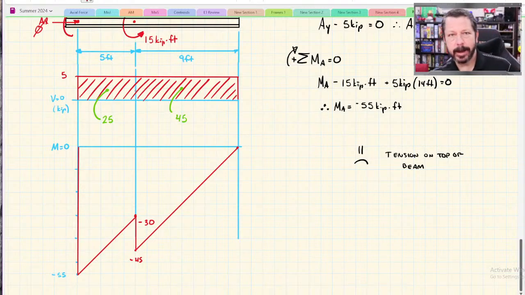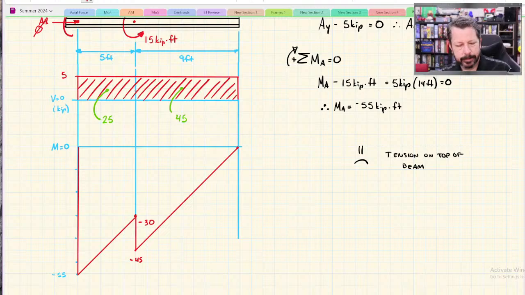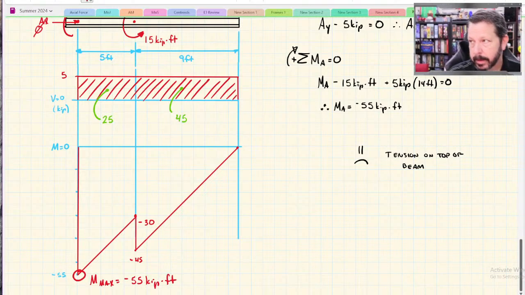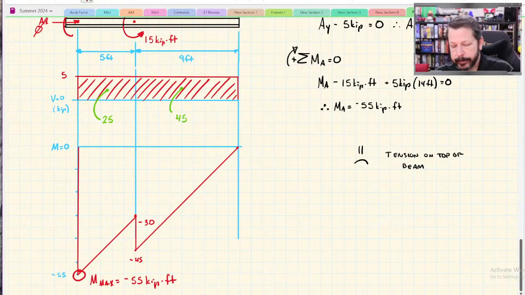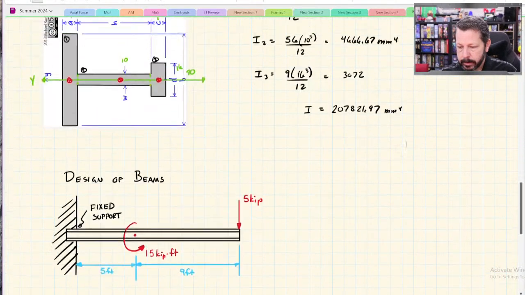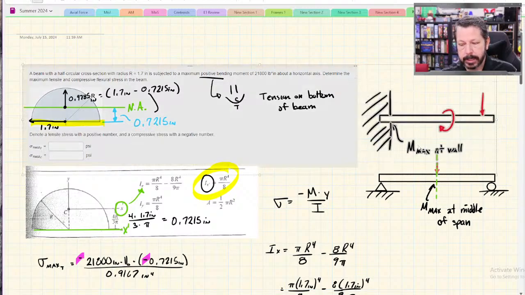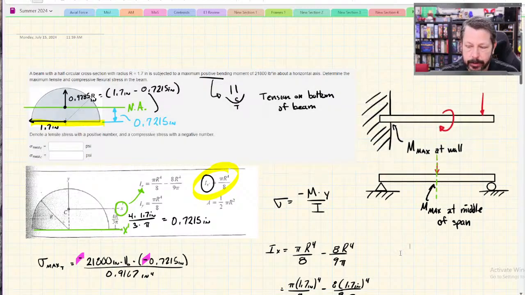Like that. So this one's an oddball looking bending moment diagram, but the main point of it is that right at the wall is M max equals negative 55 kip feet. And that was one of my shortcuts up here, that for a cantilever beam, the maximum bending moment is at the wall. So you don't actually have to go and draw the whole shear and bending diagram.